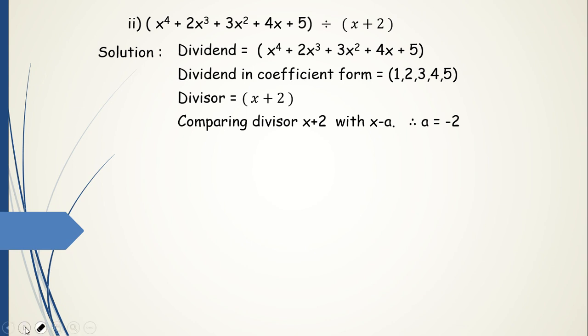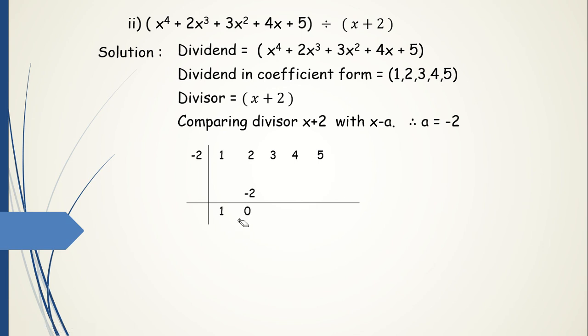So now that minus 2 we will be writing here, and the coefficients, 1, 2, 3, 4, 5, we have to write inside there. Okay, now this 1 is brought down as it is. 1 into minus 2 is minus 2. So that minus 2 will be written here. Minus 2 plus 2 is 0. So here we will get 0.